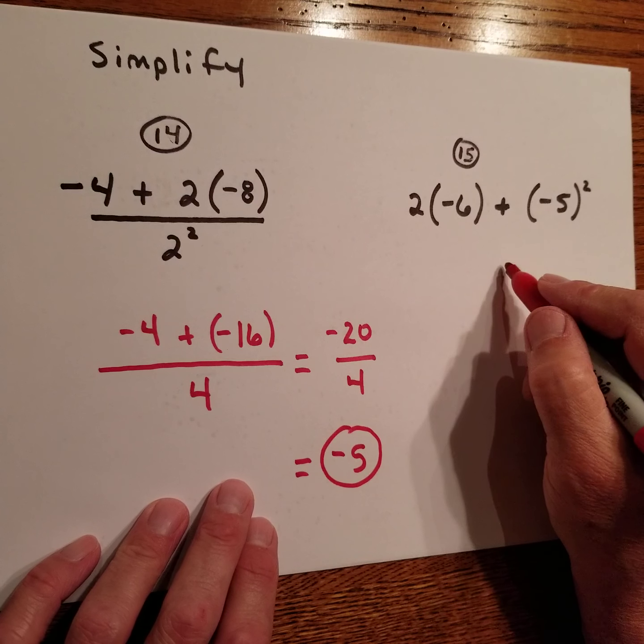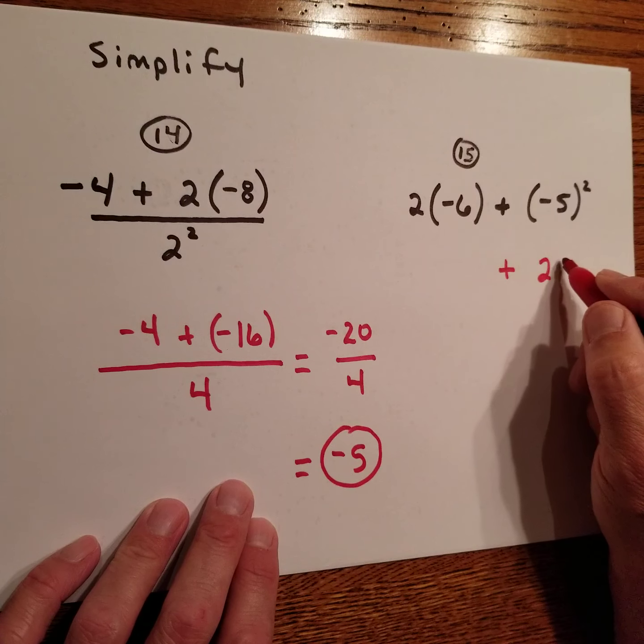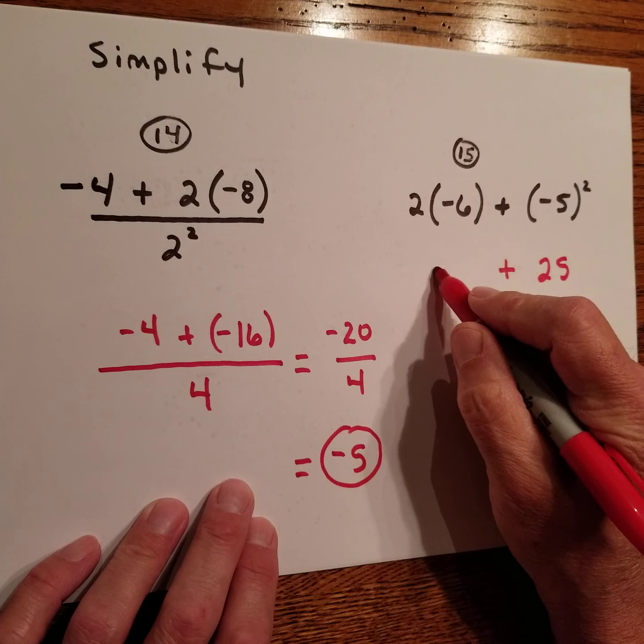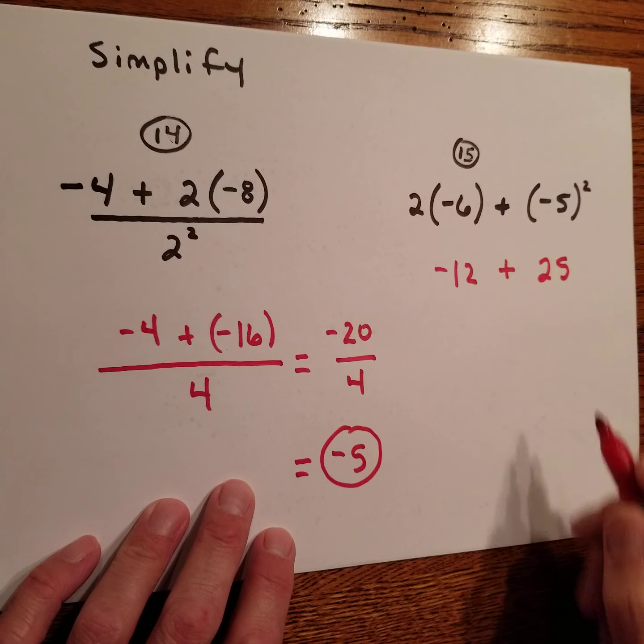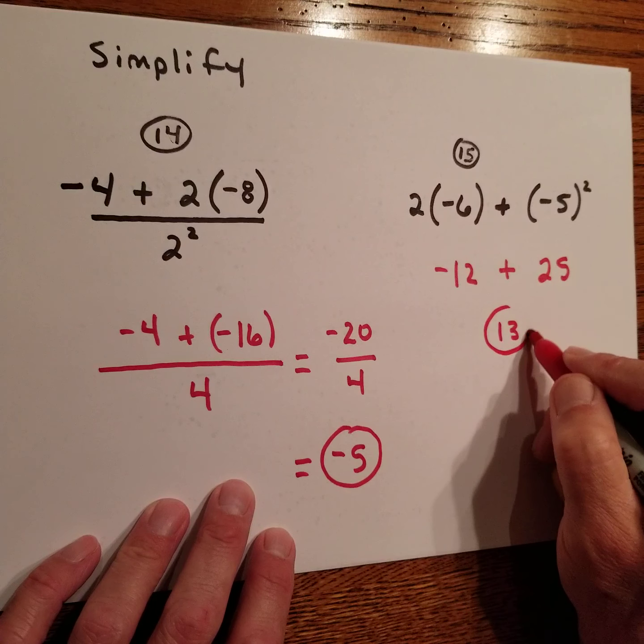On 15, it's exponents first, then multiply, then add.